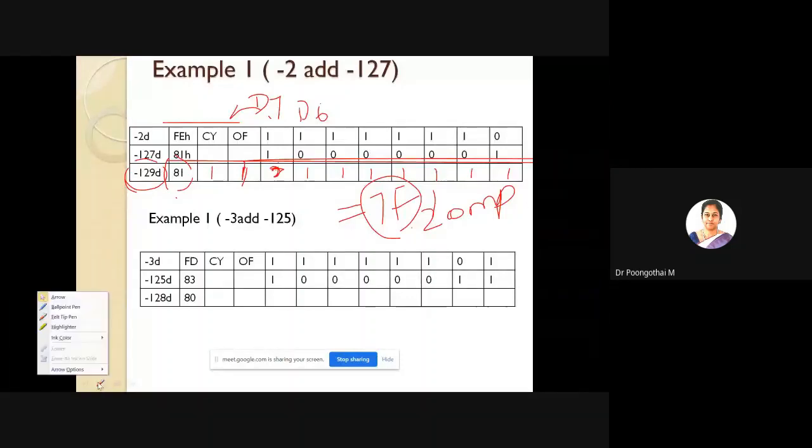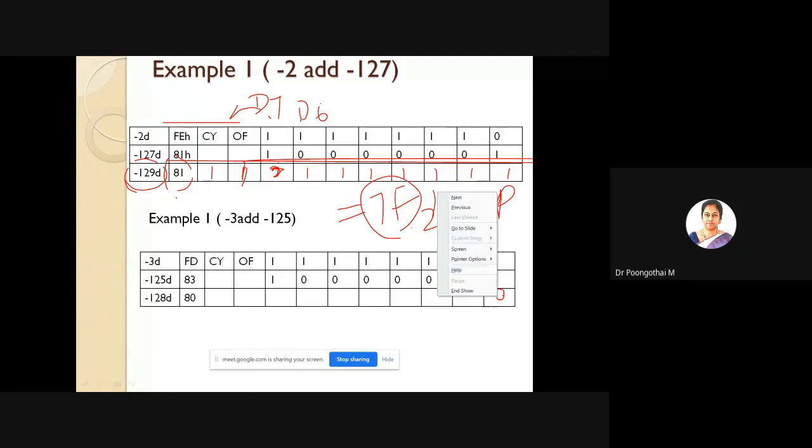So the answer is 1 1 0 0 0 0 0 0 0 1, and your carry is 1. So your answer is 80. So 80 is within the range, okay, 80 is within the range. So your overflow flag is reset.